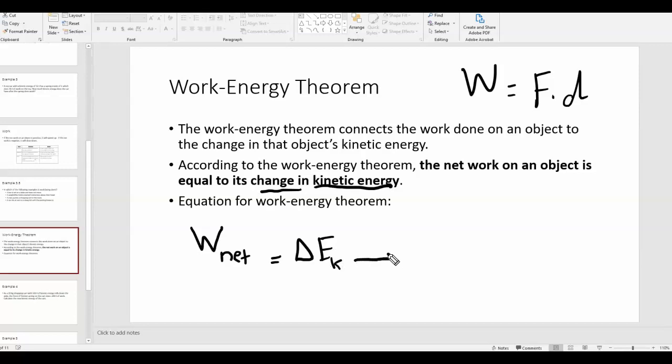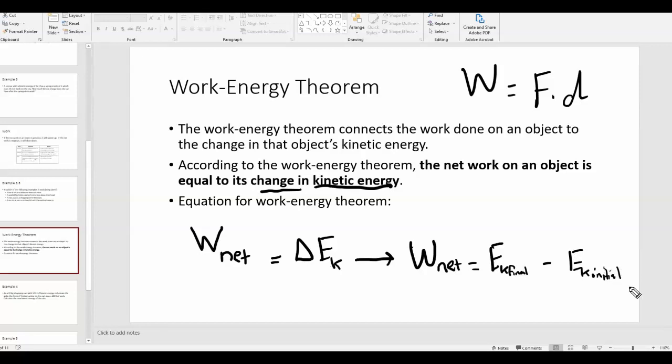Okay, so I'm going to write this equation in a slightly different way that's maybe a little bit more helpful. So remember, change in anything is always final minus initial. Okay, when you talk about a change in something, it's always final minus initial. So delta EK is equal to the final kinetic energy, EK final, minus the initial kinetic energy of an object, EK initial.